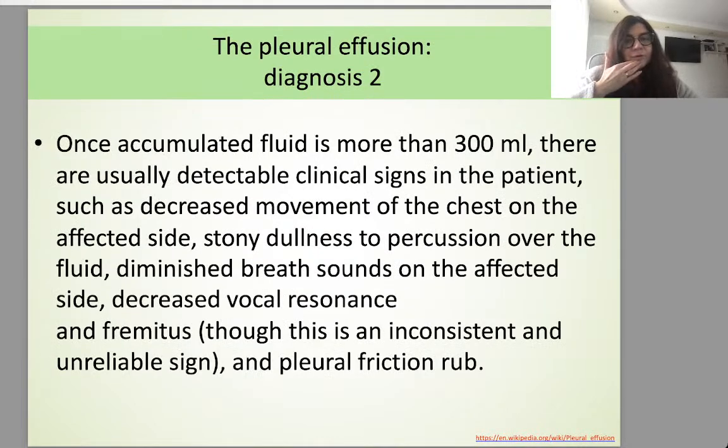Once accumulated fluid is more than 300 milliliters, there are usually detectable clinical signs in the patient, such as decreased movements of the chest on the affected side, stony dullness to percussion over the fluid, diminished breath sounds of the affected side, decreased vocal resonance and fremitus, though this is an inconsistent and unreliable sign, and pleural friction rub.